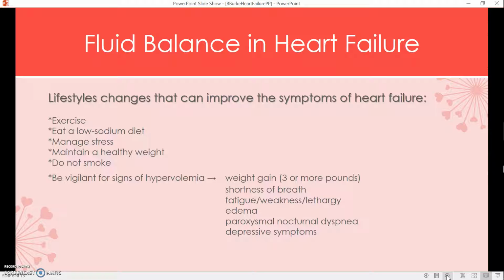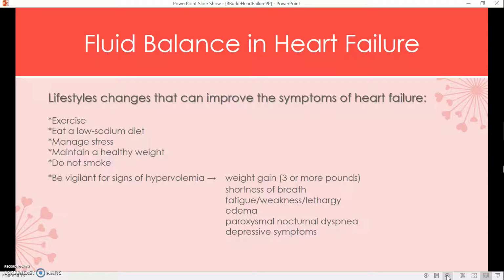Lifestyle changes that can improve the symptoms of heart failure are exercise, a low-sodium diet, stress management, maintaining a healthy weight, and not smoking. Heart failure patients must be vigilant for signs of hypervolemia, such as weight gain, shortness of breath, fatigue, weakness, or lethargy due to heart failure-induced circulation-related abnormalities in skeletal muscles, edema, paroxysmal nocturnal dyspnea, which is an attack of shortness of breath or cough during the night, and depressive symptoms.